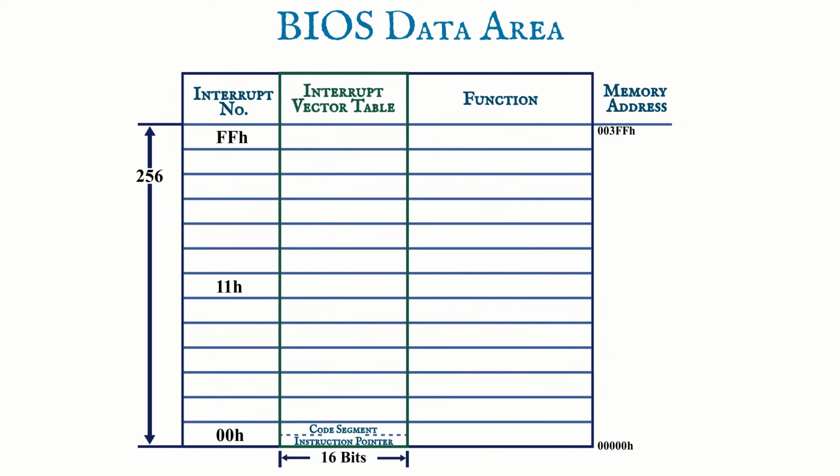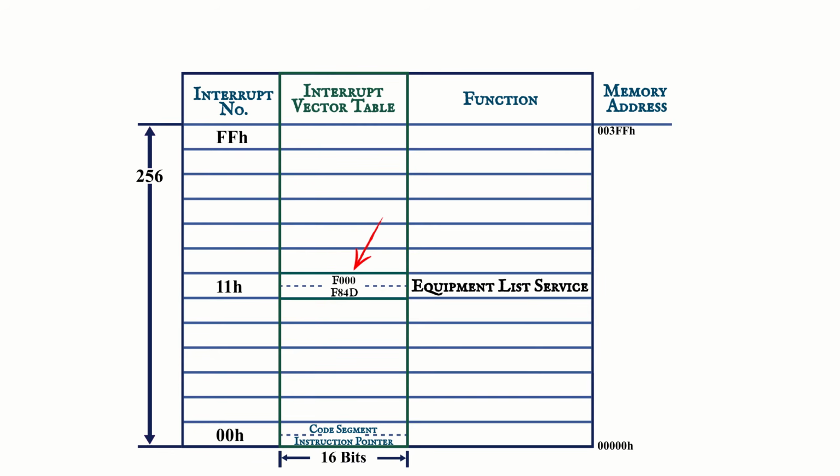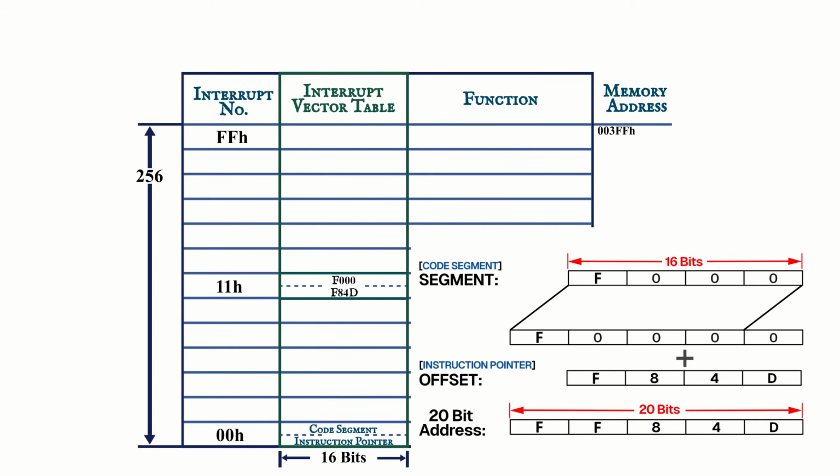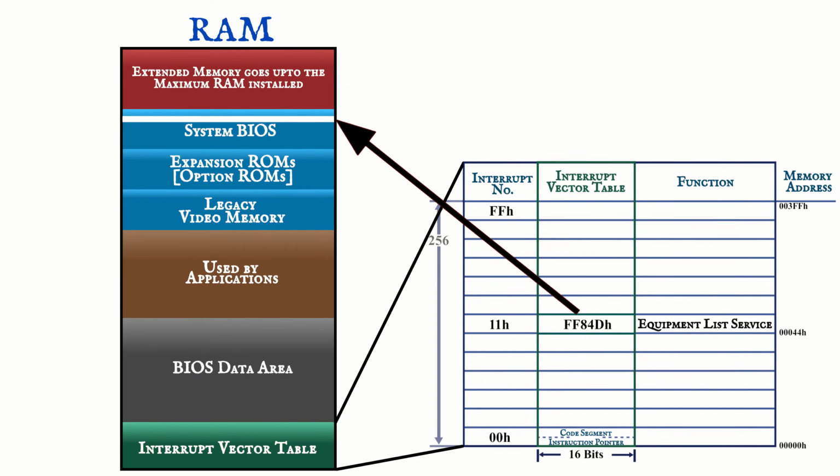The interrupt 11 is associated with the vector F000F84DH at memory location 44H in RAM. This segment offset address is used to calculate the 20-bit physical or absolute address, which is the starting point of the equipment list service routine.